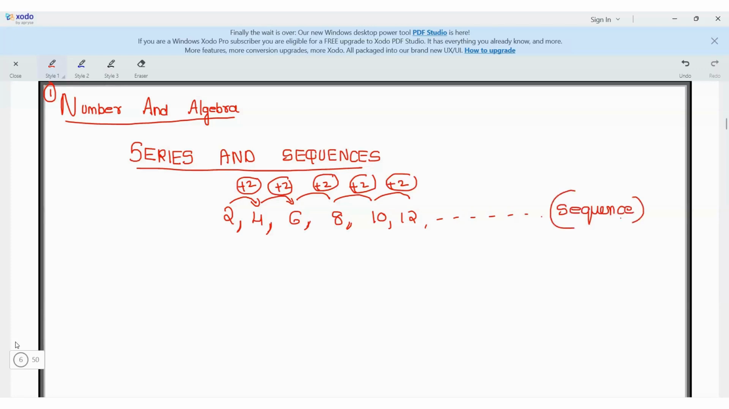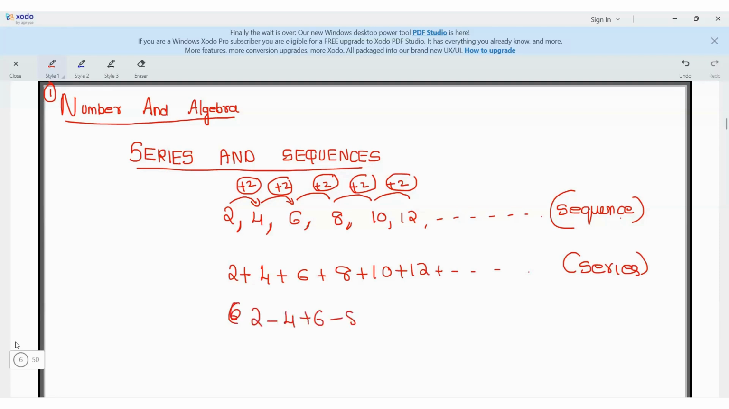But instead of commas, if I use the summation notation, if I add an operator in between two consecutive terms, I'll call it a series. Operator meaning it is not compulsory that it should be plus, it can be minus also. Like 2 minus 4 plus 6 minus 8 plus 10 minus 12, I put an operator between two consecutive terms. In that case, I will call it a series. If I am simply separating the terms by commas, I will use the word sequence.